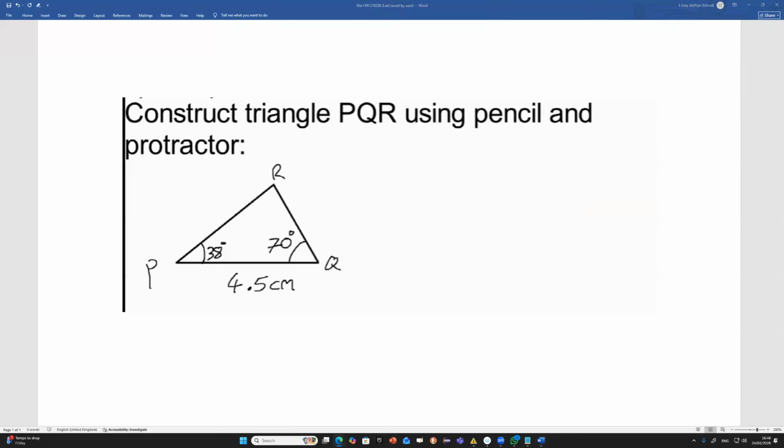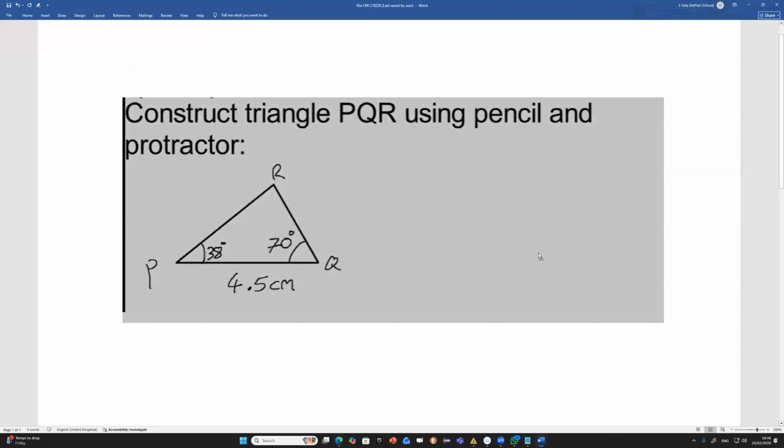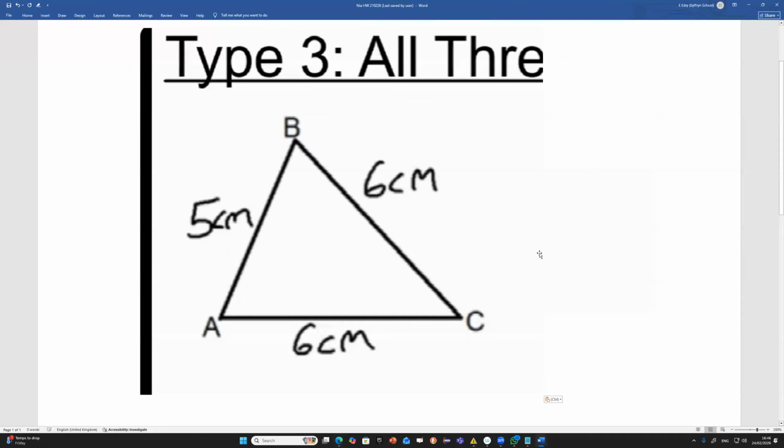So I've got 4 different ones here. I don't want to spend ages on those again. I think that's quite straightforward. We want to focus more on the loci. But then you also get ones with all 3 sides. That's one set. All 3 sides is going to be with a ruler and a compass only, because obviously there's no angle. So this is now an SSS. I'll do that over here.